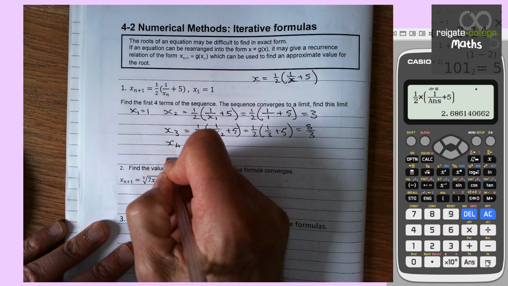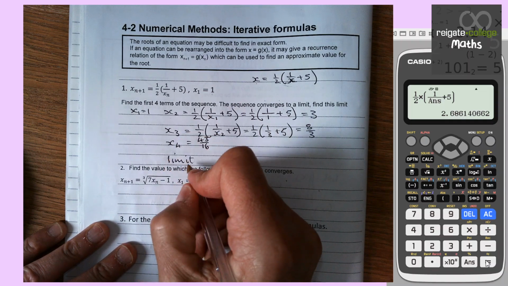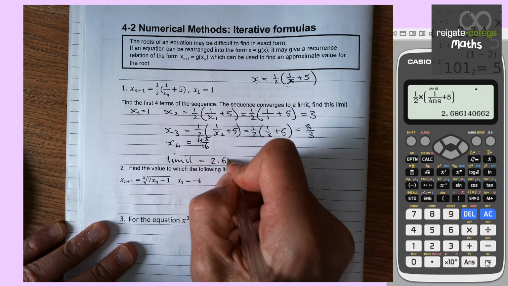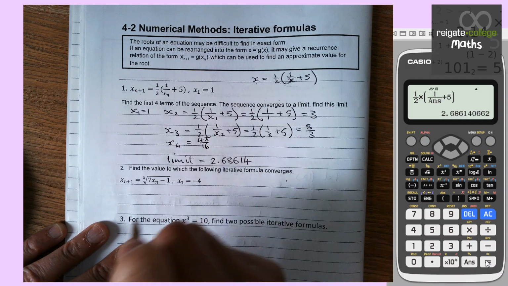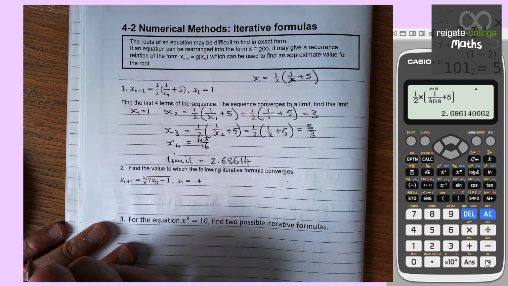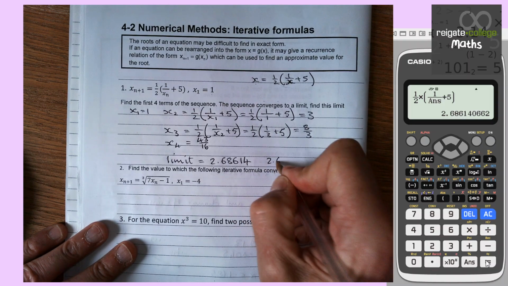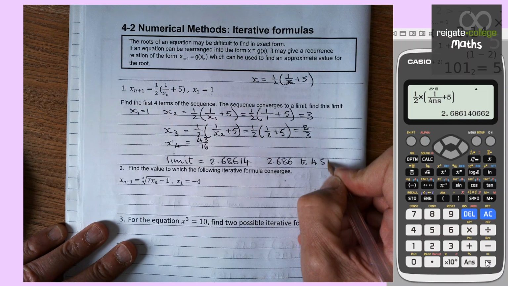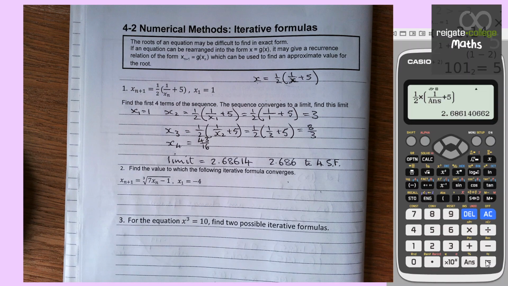So the limit equals 2.68614. That's quite enough for the moment. We could write 2.686 to 4 significant figures. We can find it to whatever accuracy we think is appropriate or we're asked for.